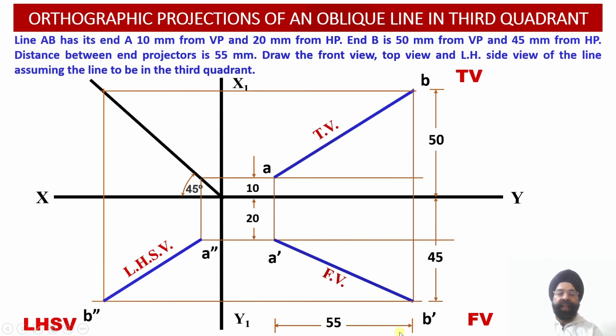The line AB lies in the third quadrant. So using the basic fundamentals of the orthographic projections of the line, we have been able to obtain the front view projections, the top view projections, as well as the left hand side view projections of the line AB which lies in the third quadrant. So this is all for today. I hope that through this discussion you have understood the procedure of how we can evaluate the projections of the line when the line is assumed to be located in the third quadrant.